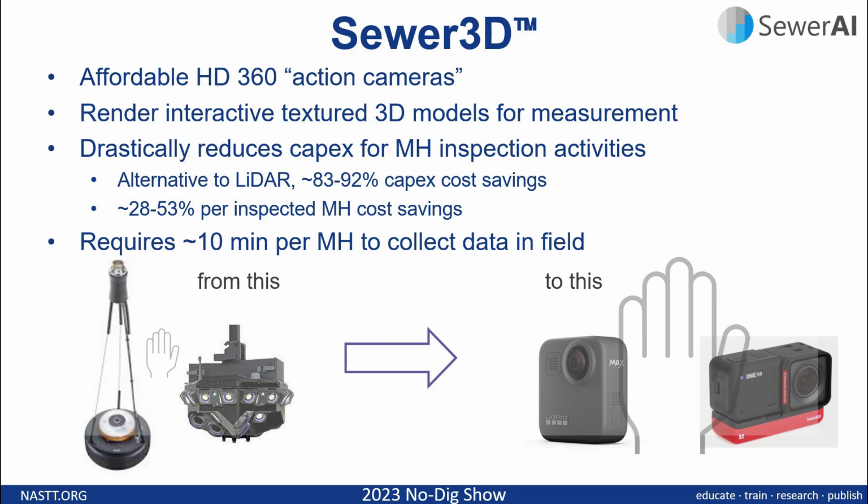Because photogrammetry is an alternative method to LiDAR, which requires the use of thousands of laser points, the cost of the equipment systems, again using consumer available action cameras, is reduced by anywhere from 83% to 92% when compared to legacy equipment for manhole inspection. In terms of the per manhole or per inspection cost, which includes crew labor and fuel, we've seen that a contractor or sewer utility can achieve anywhere from a 28% to a 53% cost reduction per inspected manhole.